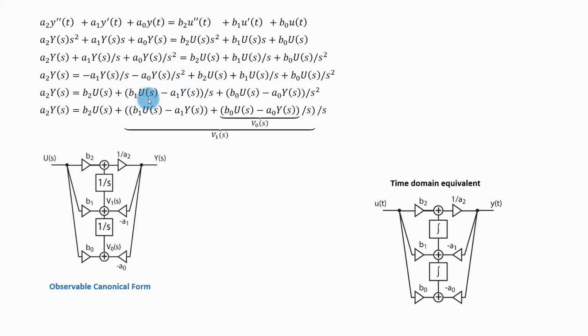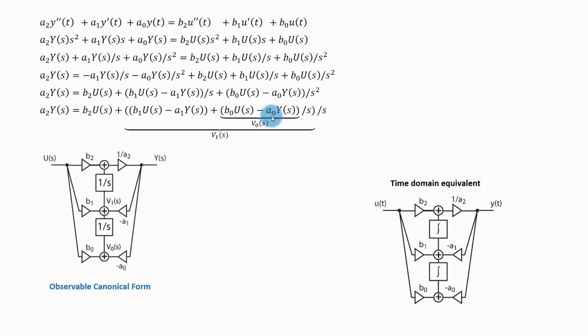Now on this line, I'm grouping all the terms that are divided by the same power of s. This term and this term are divided by s to the power of 1. This term and this term are divided by s to the power of 2. Now I will rearrange these two terms into this form where I divide this term by power of s and both these terms by s. And once again, I will take this equation and use it to draw the schematic.